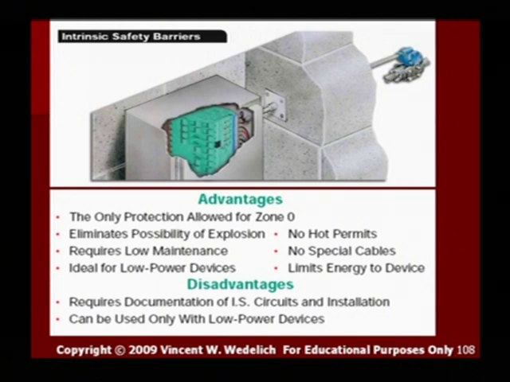Disadvantages: requires documentation of IS circuit and installation. Can be only used with low power devices. Remember I said 2 watts is your limitation for hydrogen. If you're trying to start a large motor like a 25 horsepower motor, you're not going to be installing this on an IS barrier. These IS barriers are really limited for low power, like an on-off signal for a PLC, or like a little limit switch on a valve going to a DCS. They are also used for 4 to 20 milliamp signals.